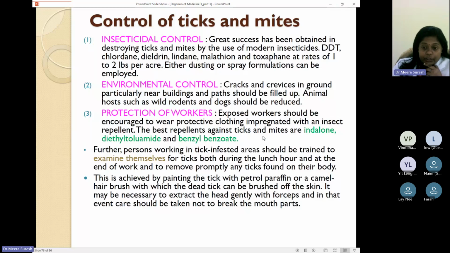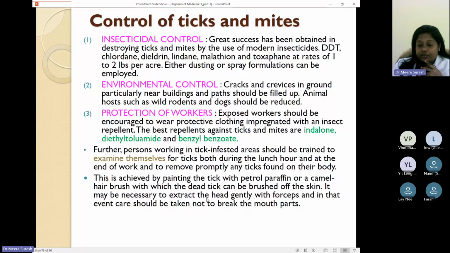The repellents can also be used, mainly indolone, diethyltoluamide, and benzyl benzoate. The same thing that is used against the louse or the lice. So, how to examine themselves? This is achieved by painting the tick with petrol paraffin or a camel hairbrush, with which the dead tick can be brushed off the skin.